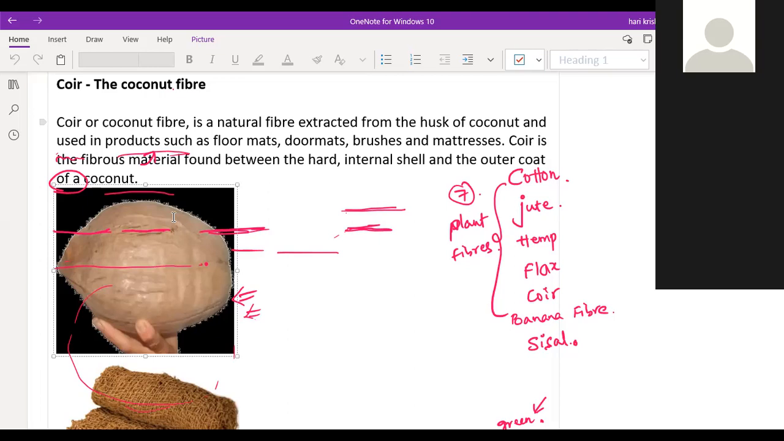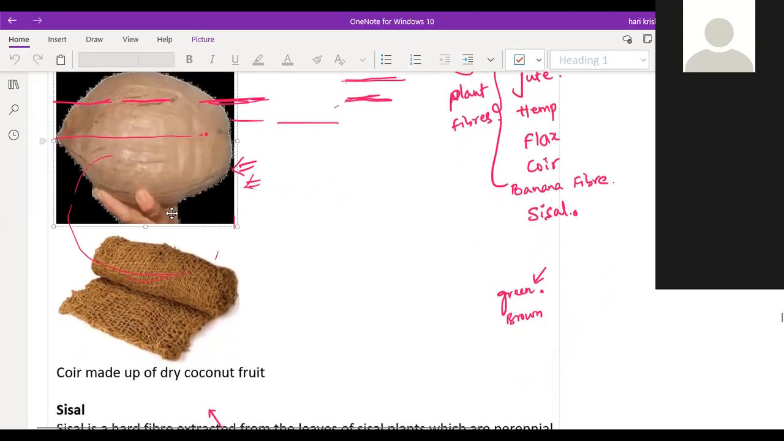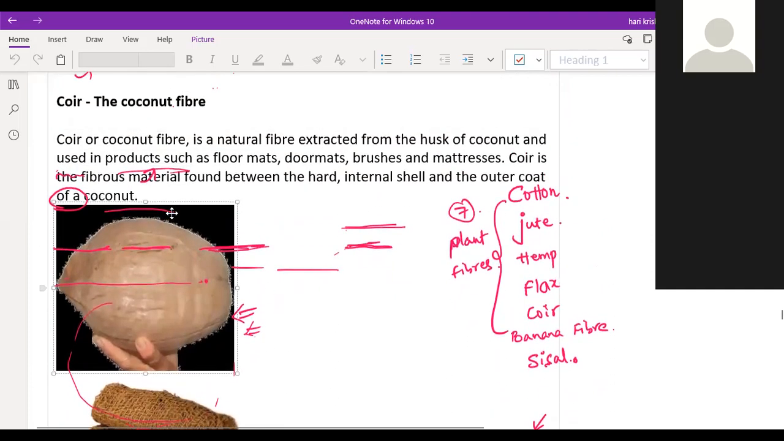Okay, just wait a minute. So where will we use the coconut fiber? In the preparation of floor mats, door mats, brushes, and mattresses. So in these cases, we'll use the coconut fiber. Okay, sir.